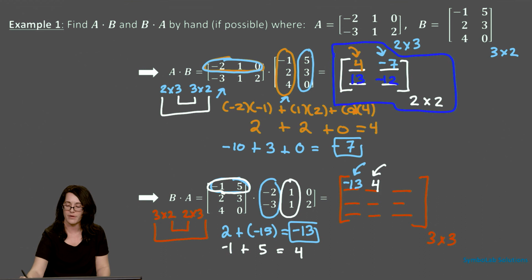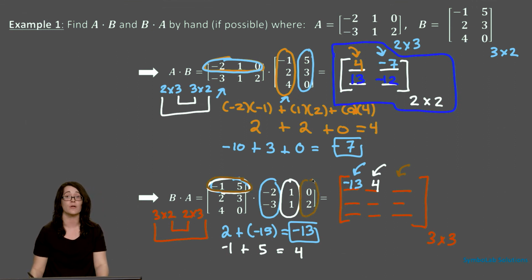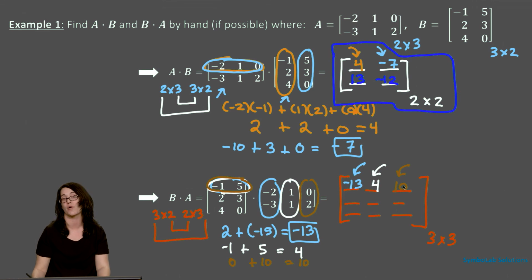We'll do one more entry together, and hopefully you can follow the process for the rest of these. And you're always welcome to contact me if you need more help. So in entry 1, 3, row 1, column 3, we're looking at row 1 of B, column 3 of A. What would that look like? Well, negative 1 times 0 is just 0. And 5 times 2 is just 10. So we, in fact, are getting a result there of 0 plus 10, which is 10.